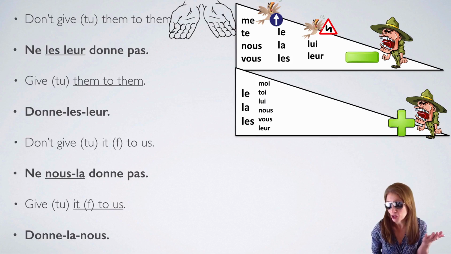So that's a good one to practice. Ne nous la donne pas, donne-la nous, donne-la nous. Get familiar with the sound of it. You don't have to use it. You can avoid the imperative usually by saying, can I, using pouvoir.